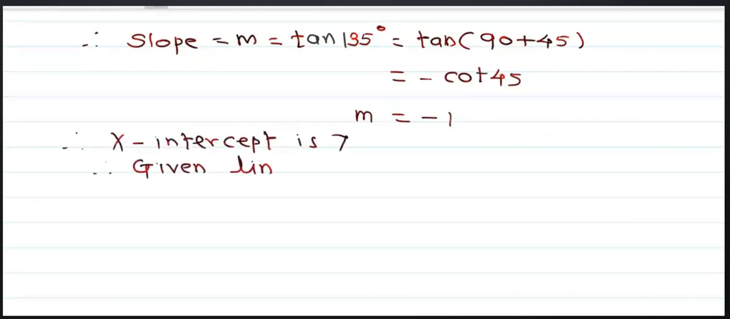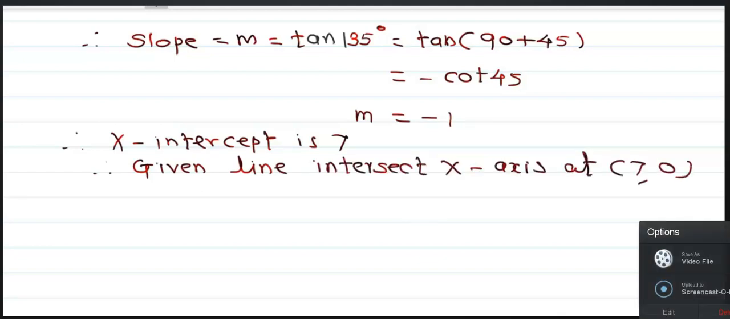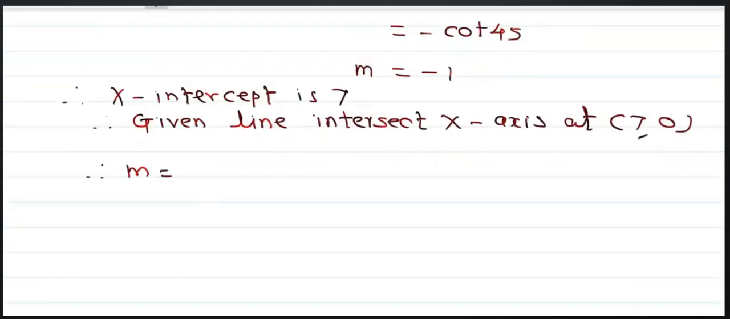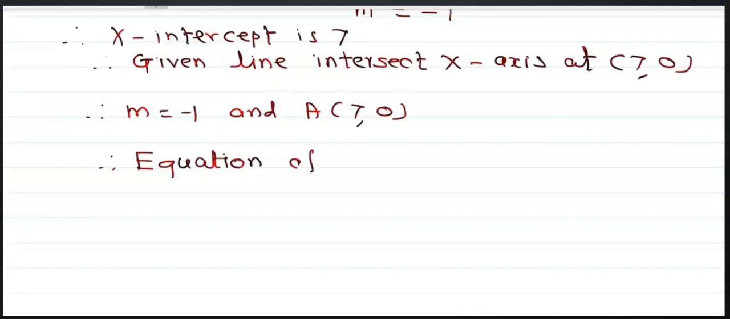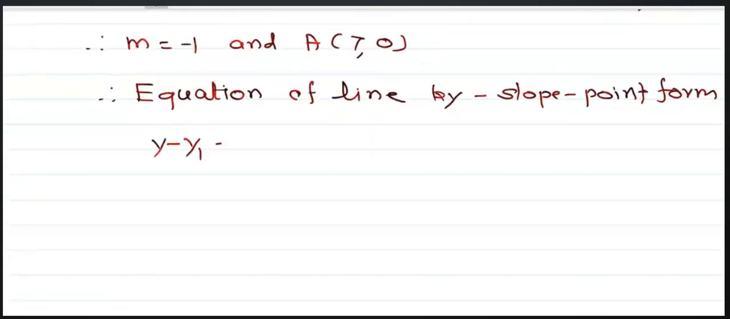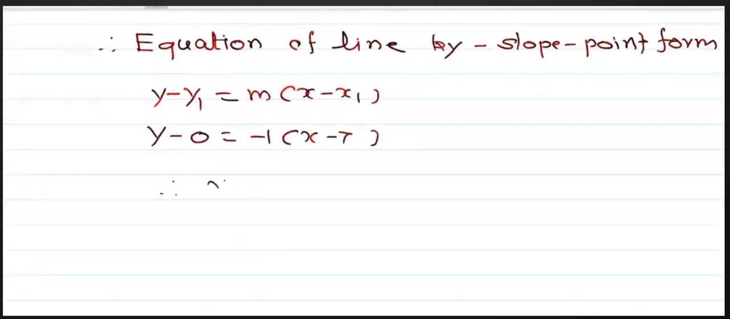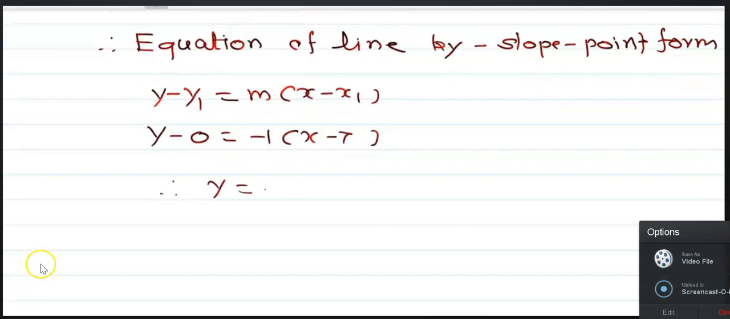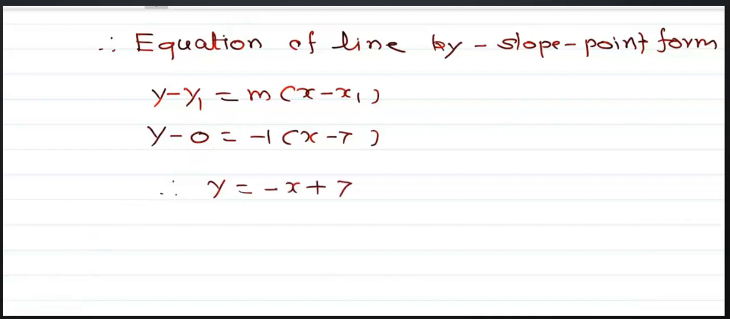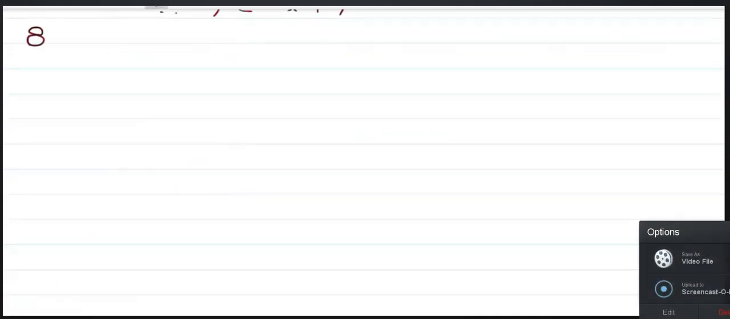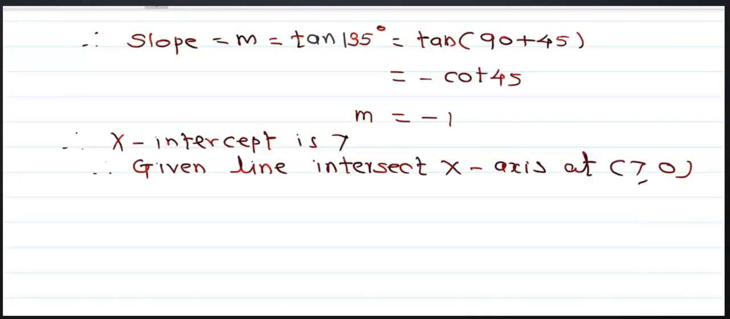X-intercept is 7. Therefore, the given line intersects the x-axis at the point (7, 0). Now, the equation of the line by the slope-point form: y minus y1 is equal to m times (x minus x1). Substitute the values, that is x1 is 7 and y1 is 0. Then you will get y is equal to minus x plus 7.